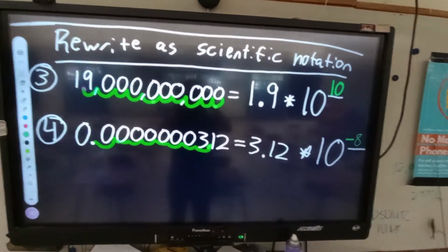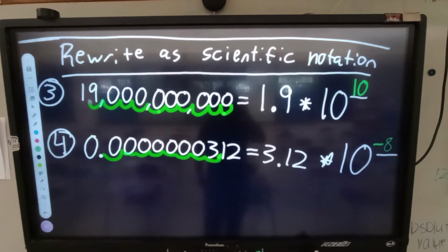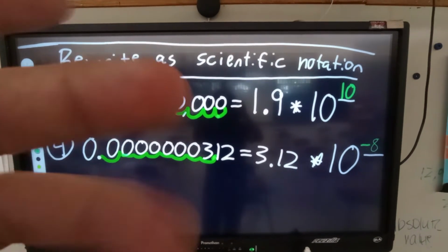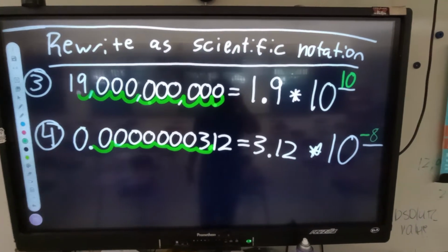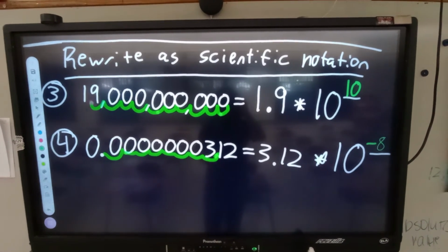And that is all we did in terms of scientific notation. We are doing more with it. Tomorrow we will be multiplying and dividing scientific notation numbers by each other. And that was what we covered today.